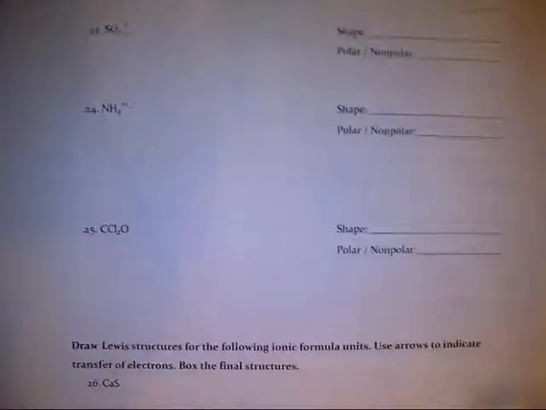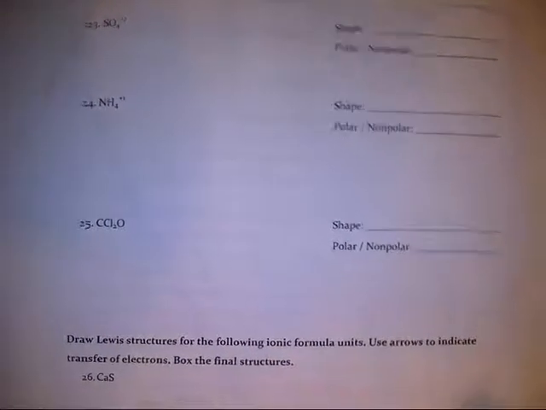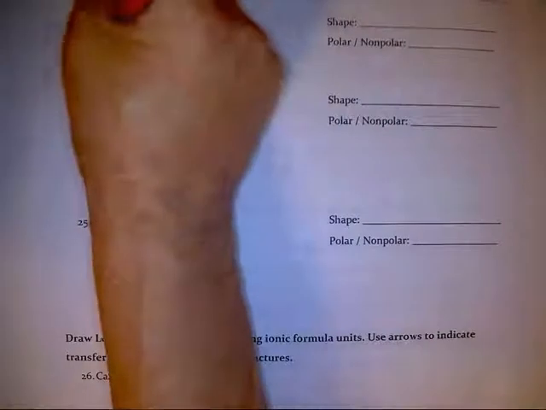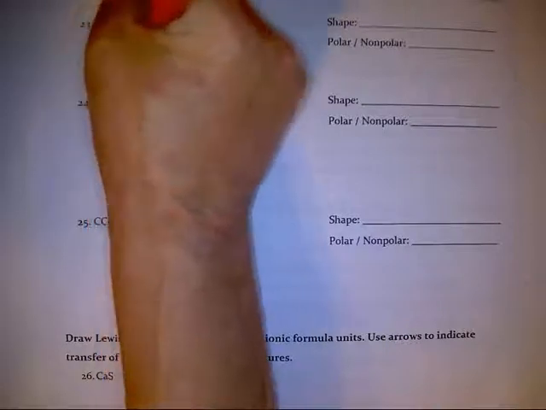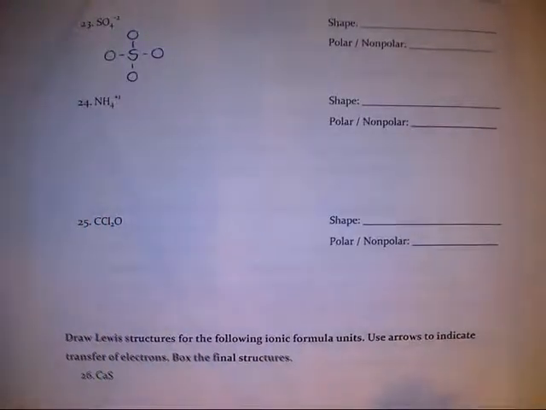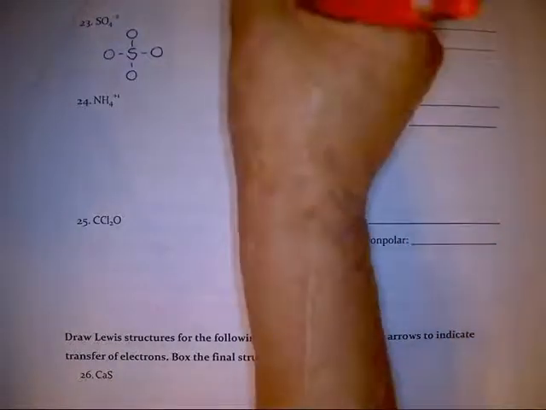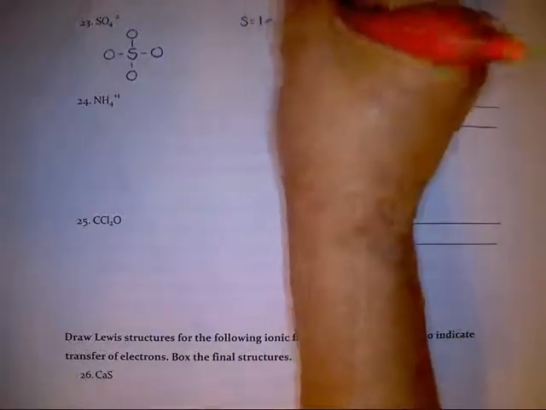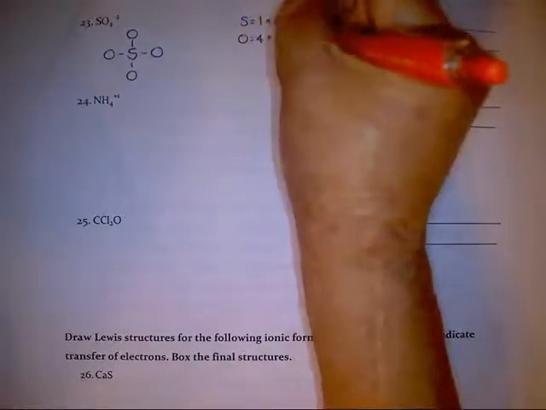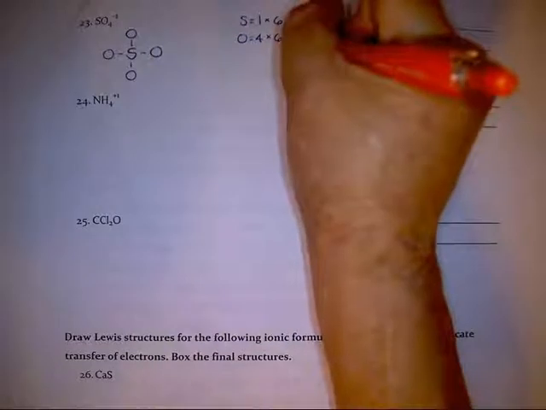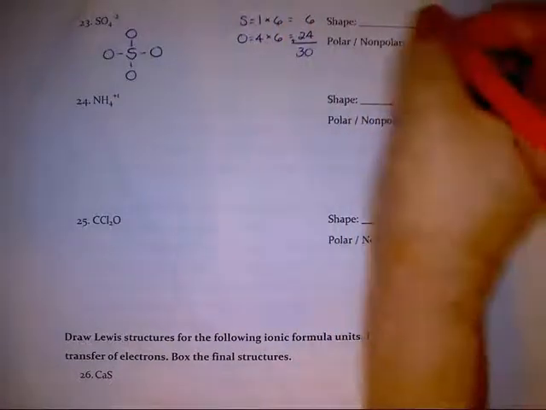Number 23 with SO4 minus 2. Alright, SO4 minus 2 means that S is going to be in the center. Okay, and we have the 4 O's distributed all around, like so. Okay, now let's figure out the numbers. I have 1 S. Each S contributes 6 valence electrons. 1 times 6 is 6. And I have 4 O's. Each O contributes 6 valence electrons. 4 times 6 is 24. Okay, add them up. 24 plus 6 is going to give me 30. Alright, so 30 is the total.